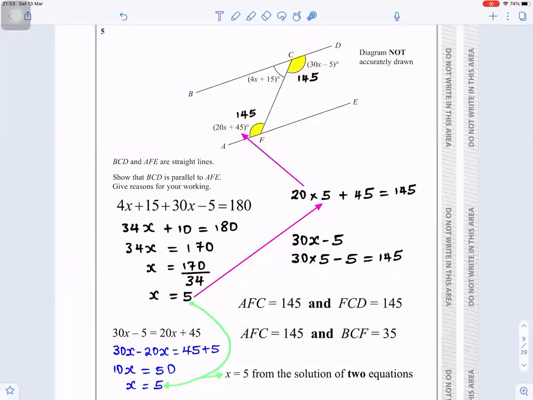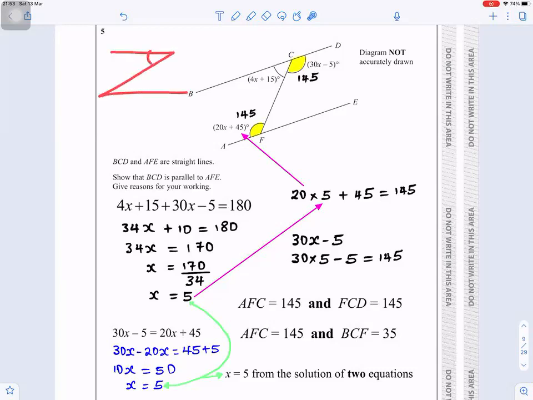Question number 5. BCD and AFE are straight lines. Show that BCD is parallel to AFE. Give reasons for your answers. And what you have to remember here is alternate angles.